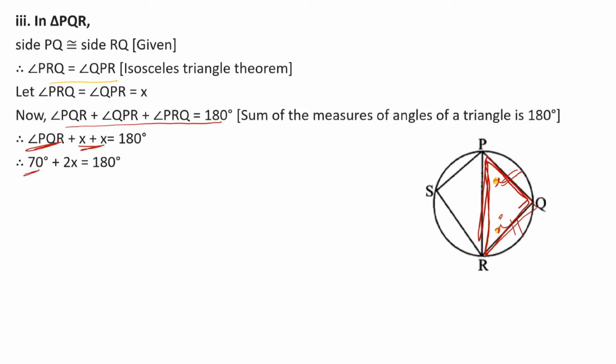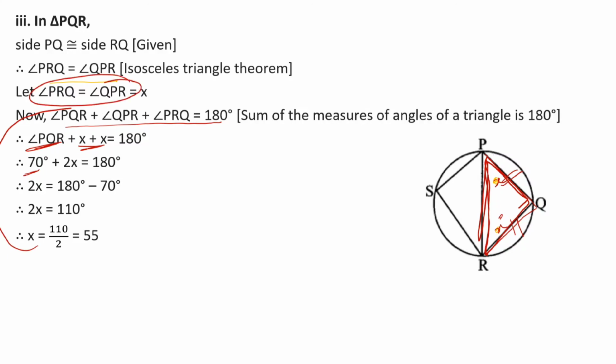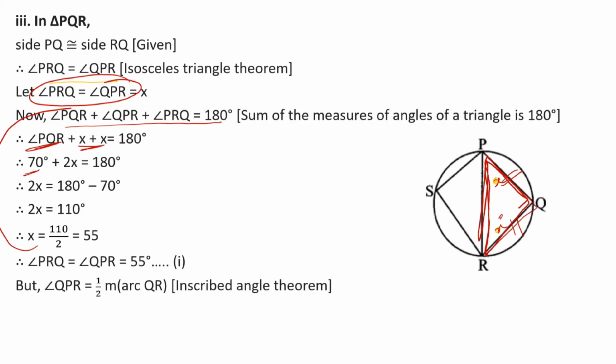Now we'll shift 70 to the other side of the equals sign, so we will get 180 minus 70. 180 minus 70 is 110 degrees. So 2x equals 110. So x equals 110 upon 2. That is 55 degrees. So now you can see that the value of x is 55 degrees. So you can say that the measure of angle PRQ and the measure of angle QPR both will be equal to 55 degrees.